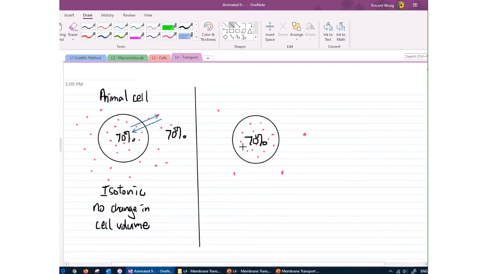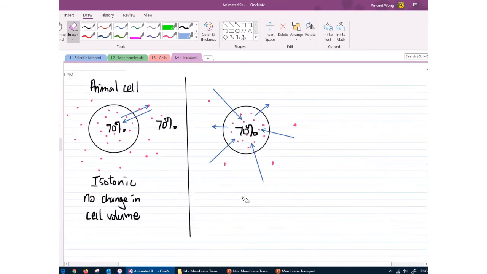So here we have more solute, more salt, so to speak, inside the cell. So you will have more water coming in. You have a lot of water coming in. It doesn't mean you don't have water going out. You will still, but the key thing here is there is more water coming into the cell than water that's leaving the cell.